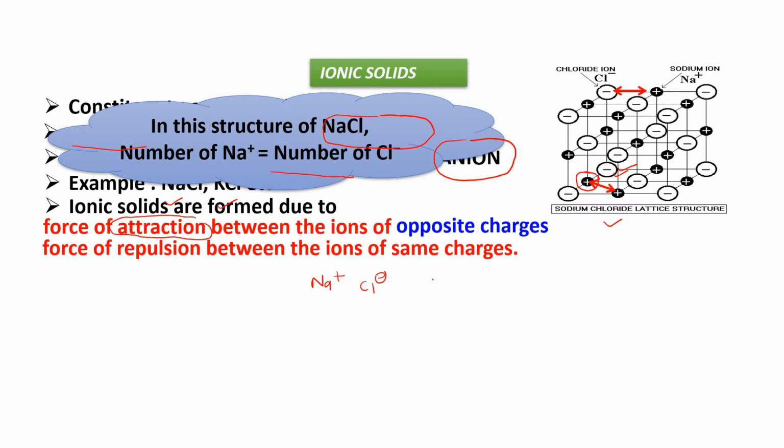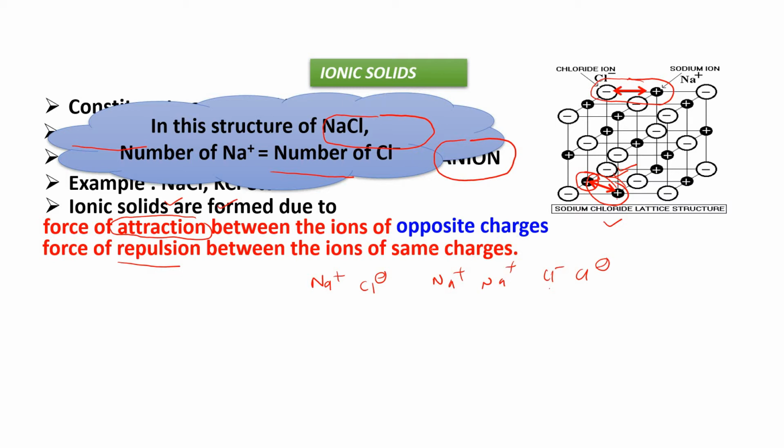Between Na plus and Na plus, or Cl minus and Cl minus, we are going to have repulsions. That means between positive and positive, we have what? Repulsions. Between positive and negative, we observe what? Attractions. So ionic solids are forming due to force of attraction between the ions of opposite charges and the force of repulsion between the ions of same charges, isn't it? This is the reason ionic solids are forming.